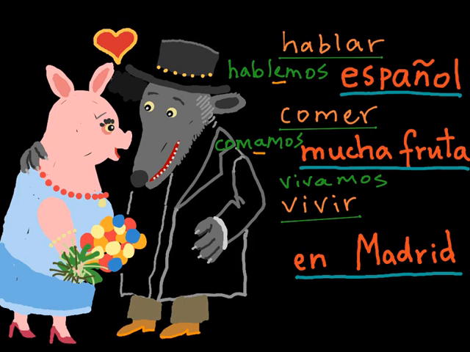And then finally, vivir ends on ER, and the opposite vowel will be still A. So he says, vivamos en Madrid. Let's live, let's move to Madrid. So we can speak Spanish and eat a lot of fruit. All right.